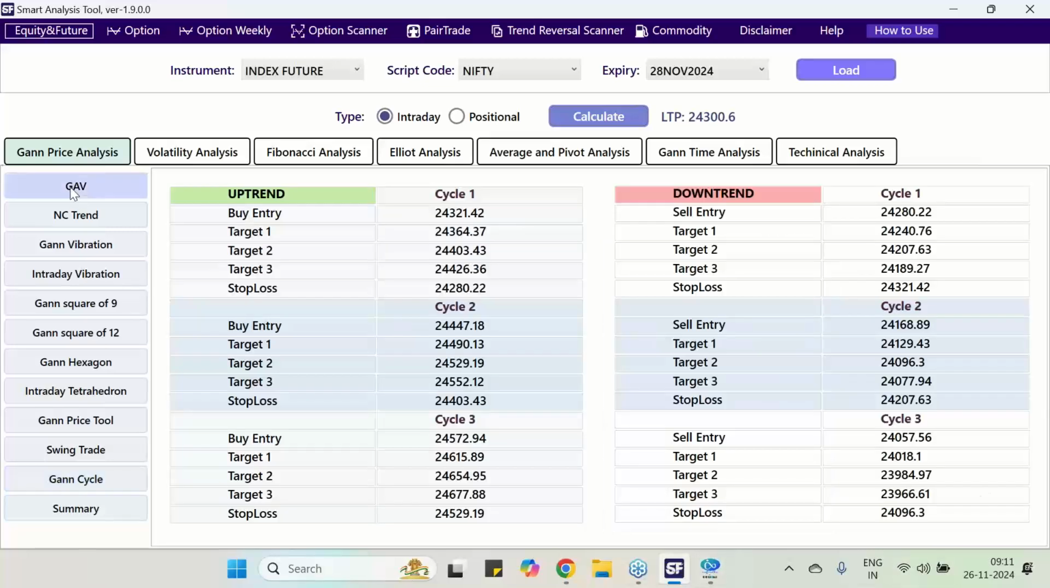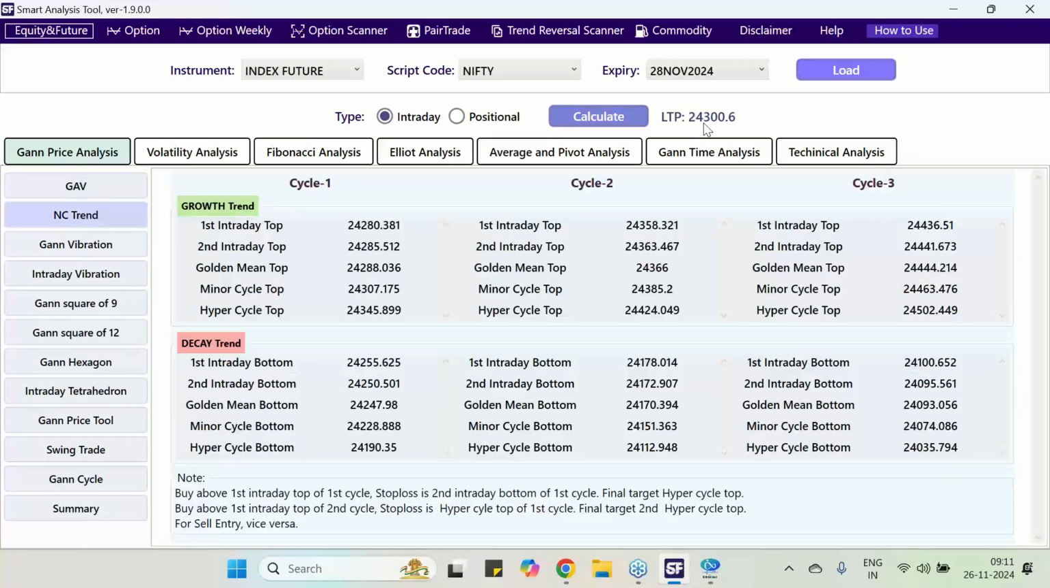Similarly, Gann angle and volatility. This is based on yesterday's close. The market has not opened today.